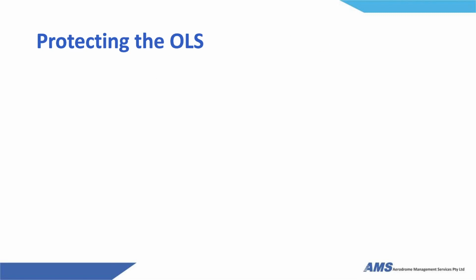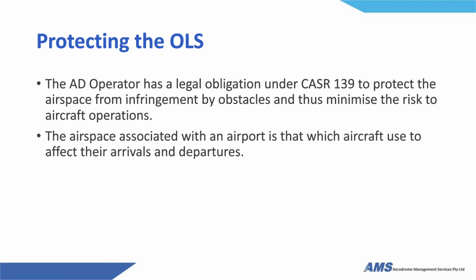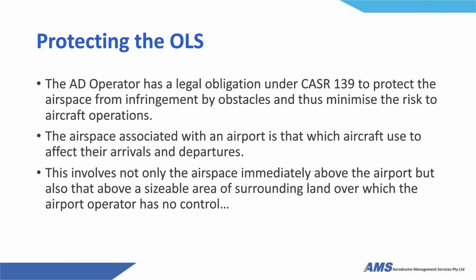So the reason why we displace the threshold is to protect our obstacle limitation surfaces. The aerodrome operator has a legal obligation under Civil Aviation Safety Regulation 139 to protect the airspace from infringement by obstacles, thus minimising the risk to aircraft operations. The airspace associated with an airport is that which aircraft use to effect their arrivals and departures. This involves not only the airspace immediately above the airport, but also that above a sizable area of surrounding land over which the airport operator has no control.